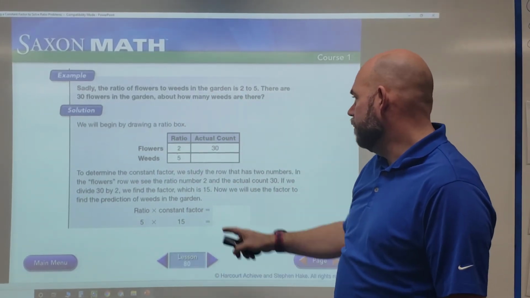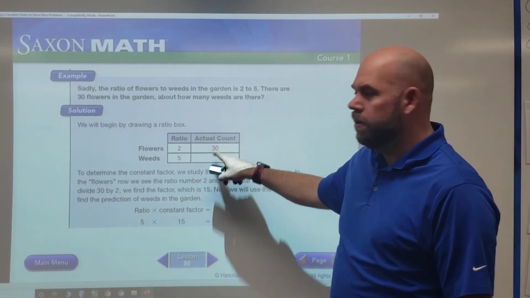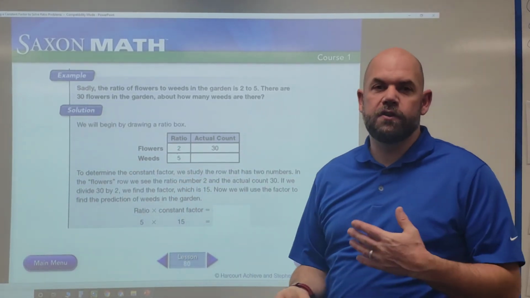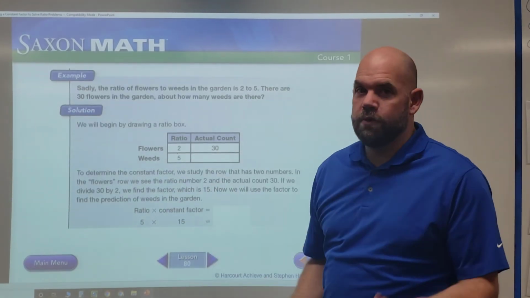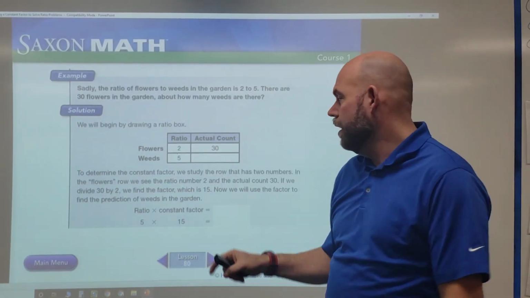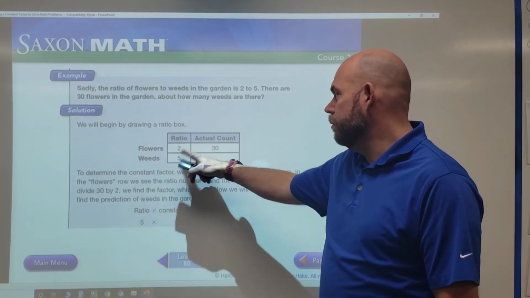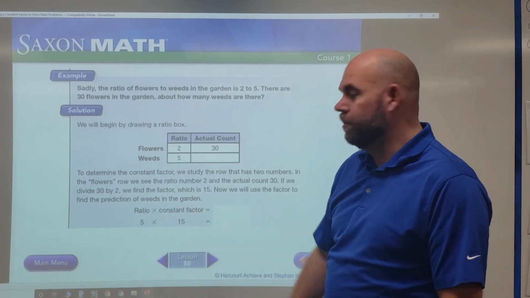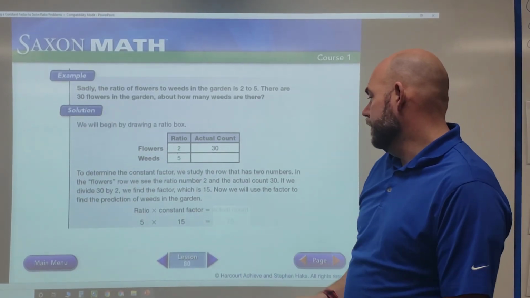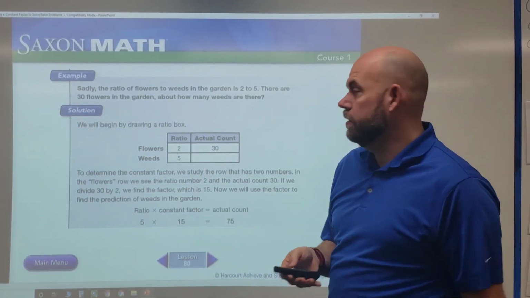So we just set that up, and then we say 2 times what equals 30? 2 times 15. The other way we could do that is use an opposite equation and just divide 30 by 2. So if we don't know how many times 2 goes into 30, we can just divide 30 by 2, we get 15. And then we just multiply 5 times 15, that's our constant factor, and we get 75. So 75 weeds in the garden.